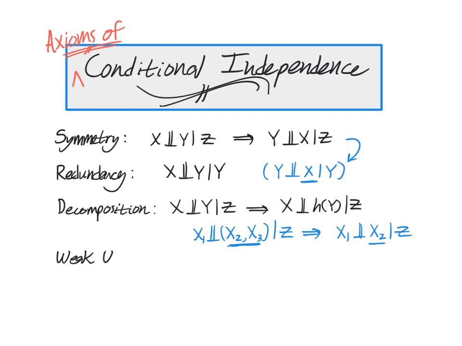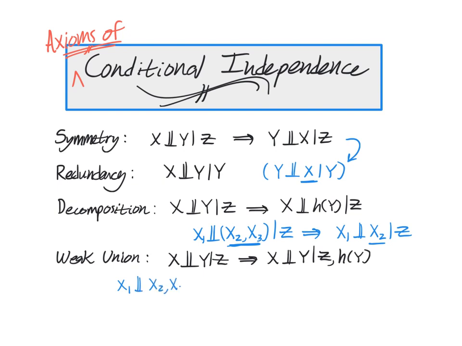The fourth axiom of conditional independence is called weak union. This axiom says that if x is independent of y given z, then x is also independent of y given z and any measurable function of y. Weak union is often used alongside decomposition as follows.